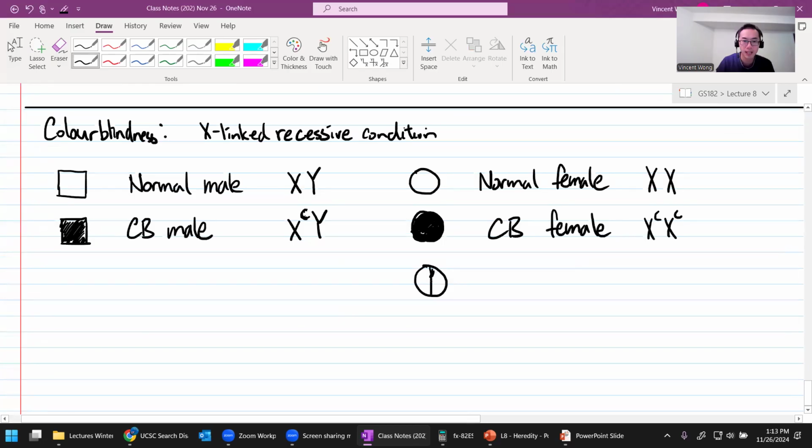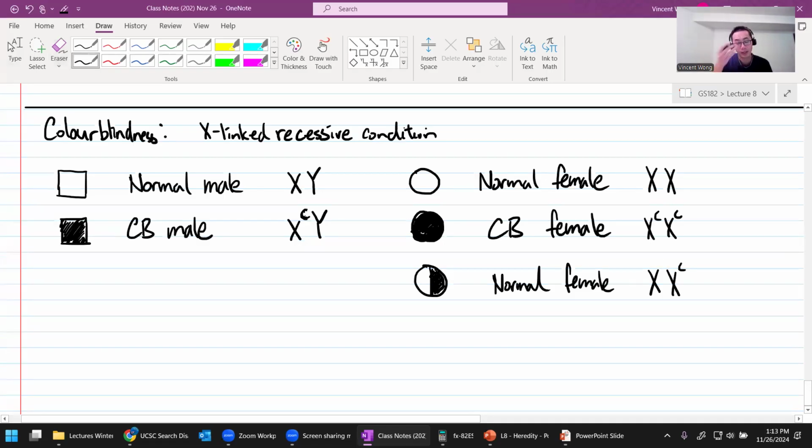And we have a last case here where we only shade in half the circle. This is a normal vision female. She has one copy of the normal X and one copy of the colorblind X. But because colorblindness is recessive, the normal X will override the colorblind X.